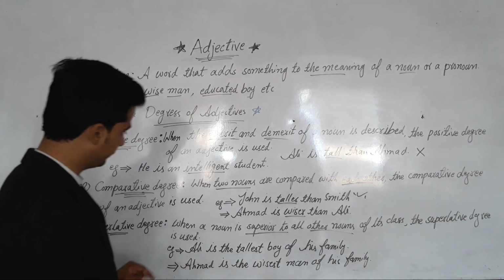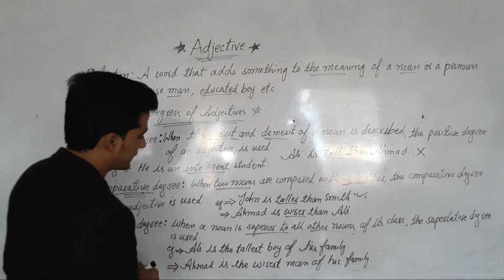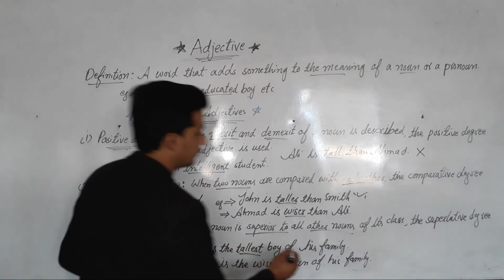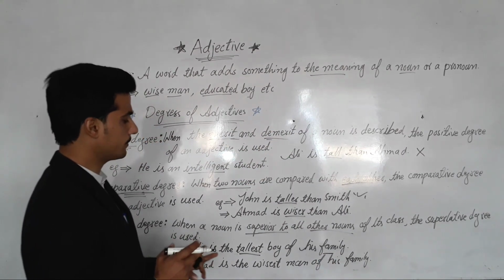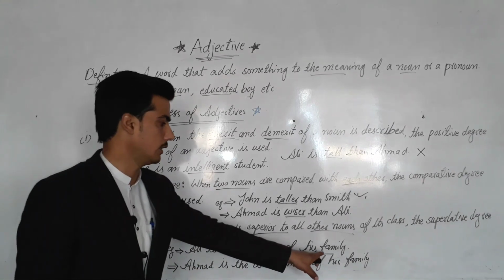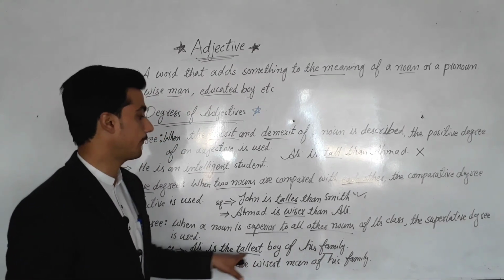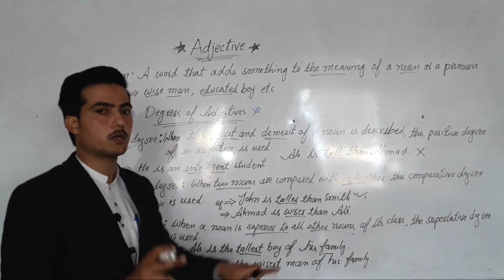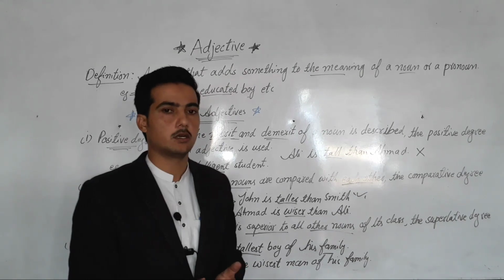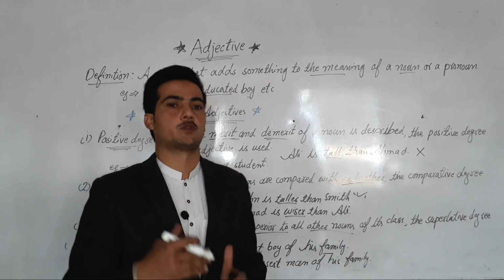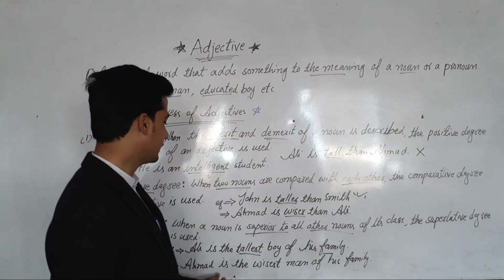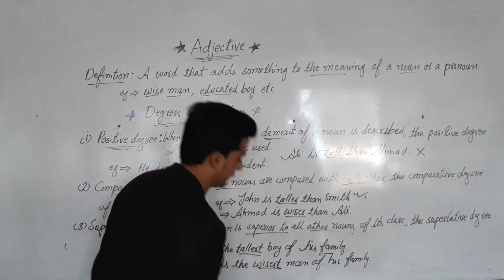Just look at: Ali is the tallest boy of his family. Now you can see here we have written superlative degree, but look at the comparison. We compare Ali with his whole family. So that is why it requires only superlative degree to be used. And look at the last example: Ahmad is the wisest man of his family.